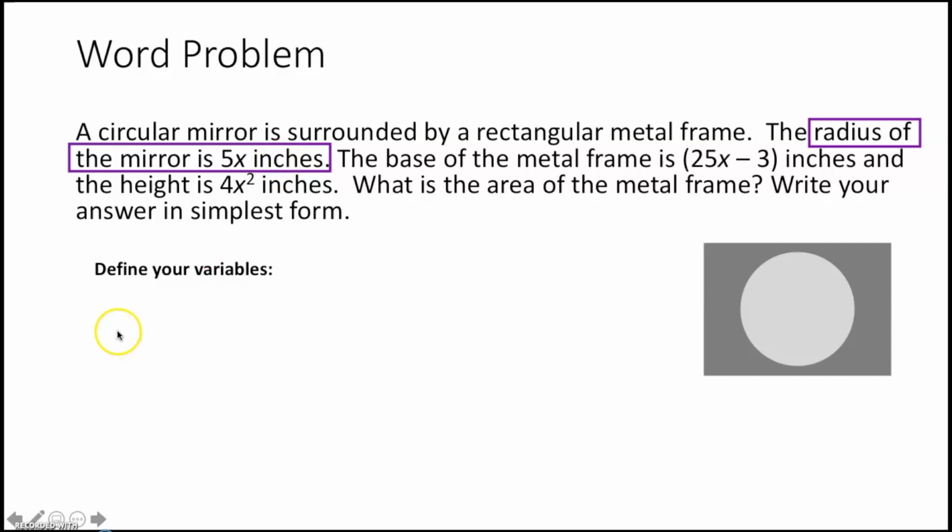So one of our variables is going to be the radius. So we'll say r is the radius of the circle. Now, anytime you can draw a diagram and label it, please do. It'll help you solve it. So the radius of the mirror is 5x inches. So we go for our circle here and we make the radius 5x inches.